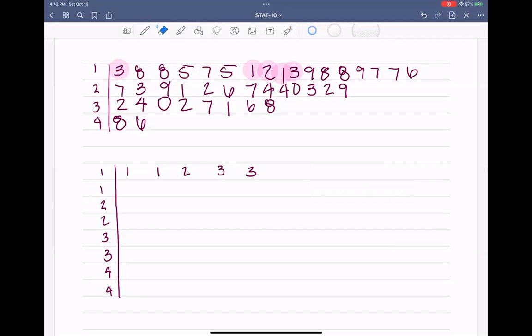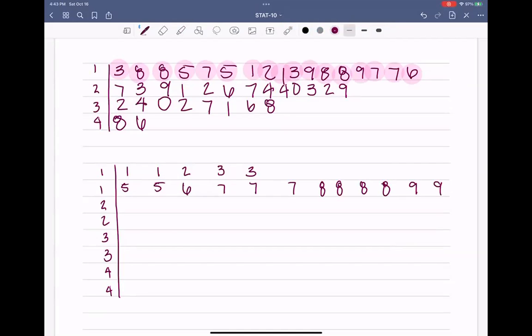All right, so the next ones are going to be 5 through 9. So 5, we have 1, 2, 2 5s. Then 6s, we have 1, 6. 7s, we have 1, 2, 3 7s. 8, we have 1, 2, 3, 4 8s. And 9s, we have 1, 2 9s.